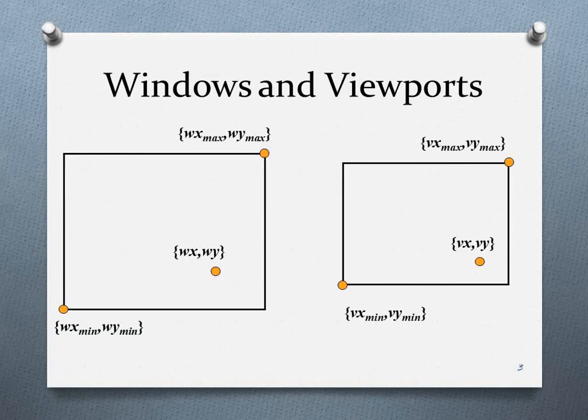So basically these are the boundaries of window and viewport. Here you can see that the lower left corner contains Wx minimum, Wy minimum, and the upper right corner contains Wx max and Wy max. In this way we can specify the boundaries of the window, and in the same way we can also specify the boundaries of the viewport. Now our objective is to map Wx, Wy to the viewport Vx, Vy.